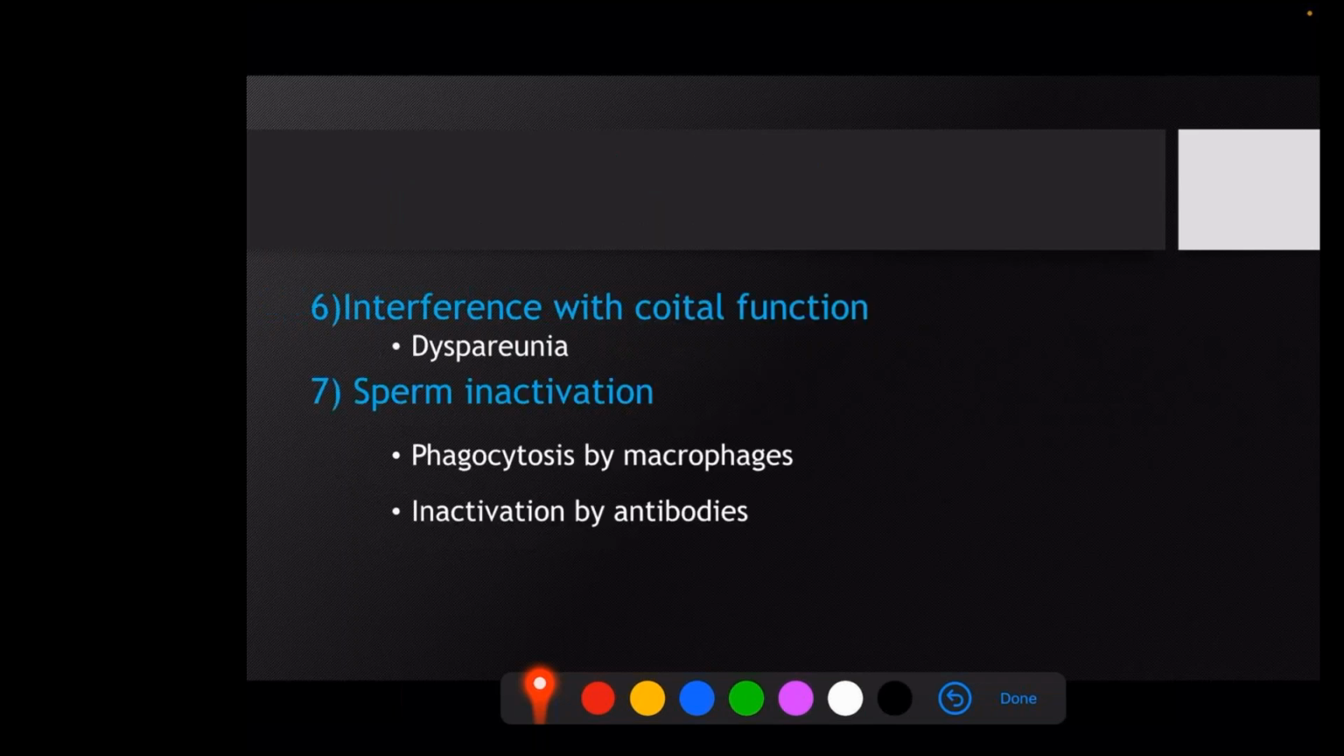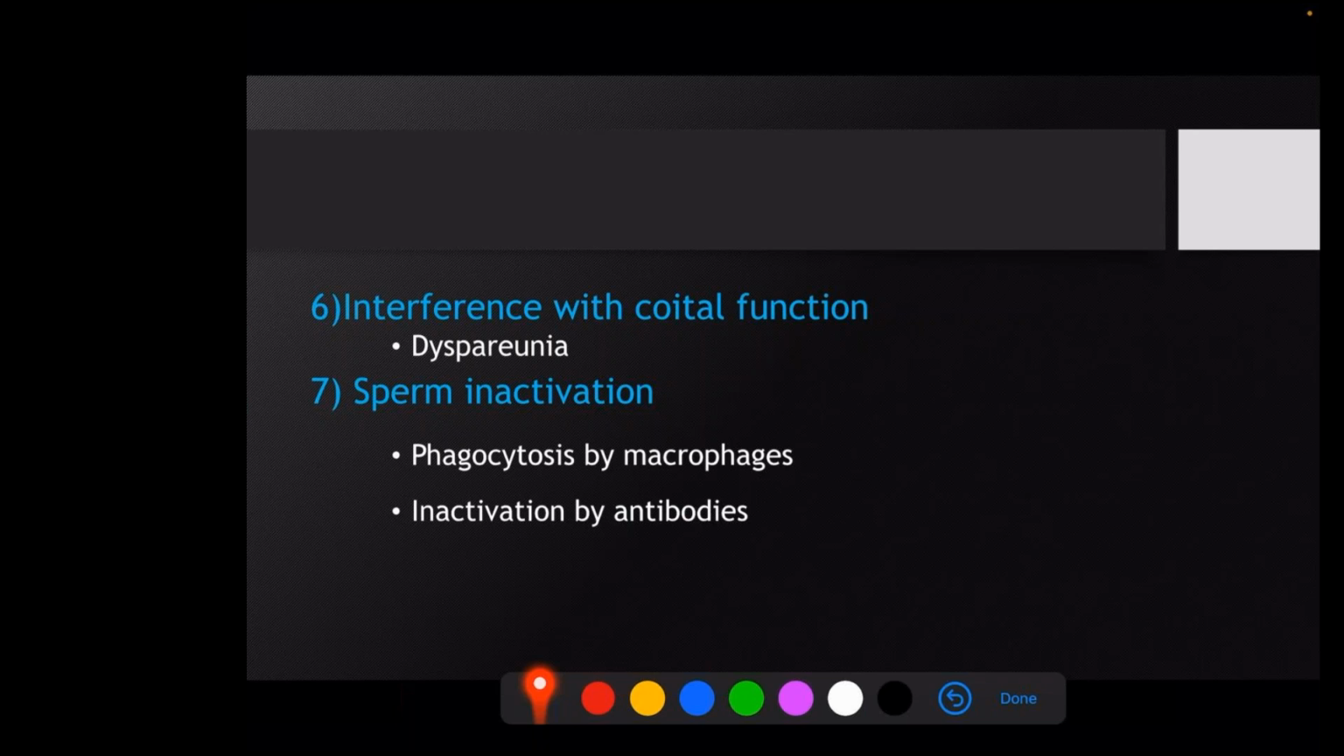Interference with coital function. Dyspareunia may interfere with coital function. Again, sperm inactivation, enhanced phagocytosis by macrophages and natural killer cells or NK cells, which may engulf sperm or ovum. Then inactivation by antibodies. It has been suggested that the endometriotic implants may secrete substances that interfere with normal sperm motility and thereby impair the process of fertilization.